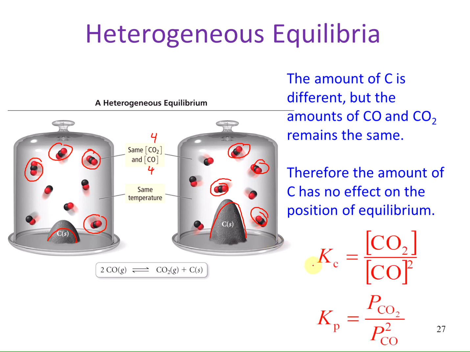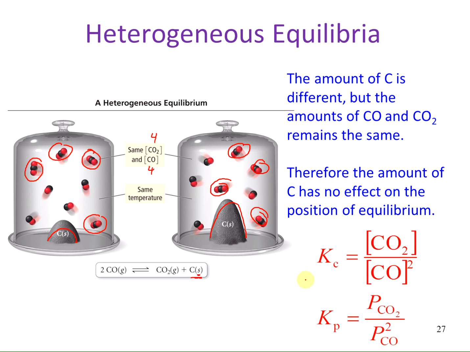So remember that the equilibrium constant expression would be products over reactants, so the CO2 over the CO concentration raised to the second power. And again, we do not show the carbon in that mass action equation because it is a solid and it is pure. And we can also express that Kp value, so the pressure equilibrium constant, as the partial pressure of the CO2 over the partial pressure of the CO squared.